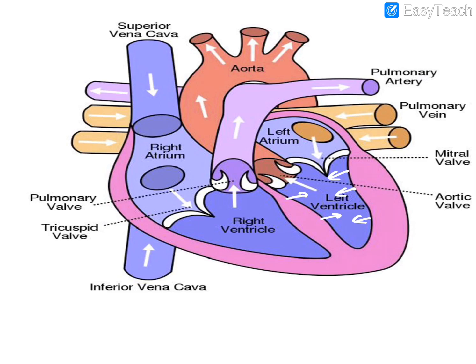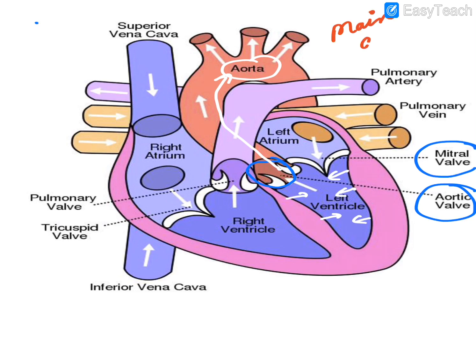Because of this pressure, the mitral valve, this valve, closes, and there is another valve, that is the aortic valve. Here, this valve will open. So one valve will close because of the pressure, and the other valve will open. So blood through this open valve will enter into the aorta.